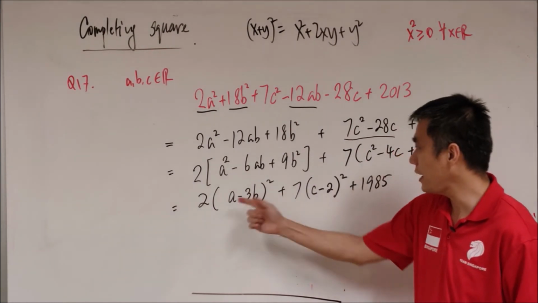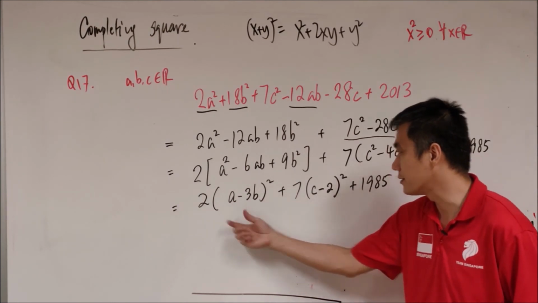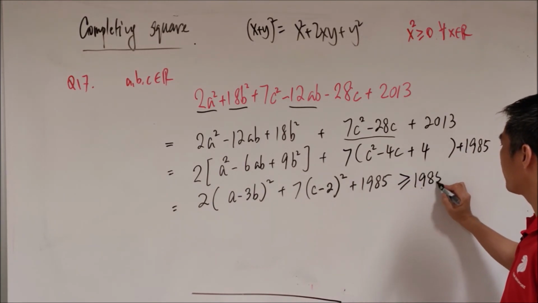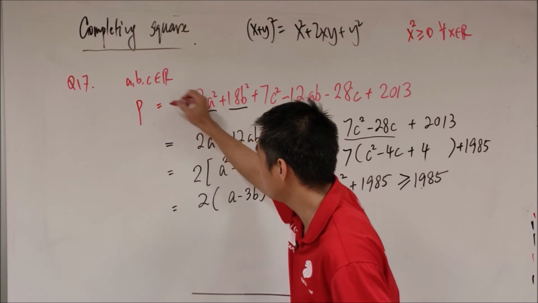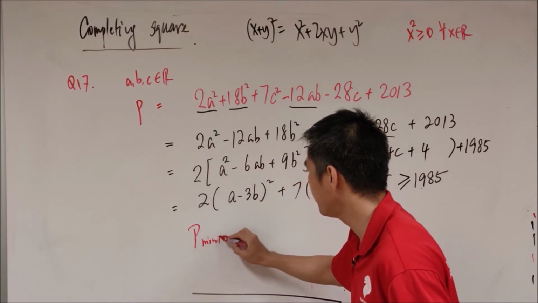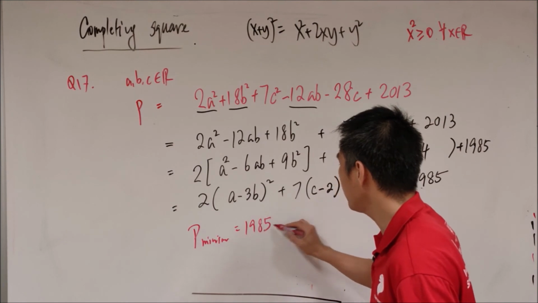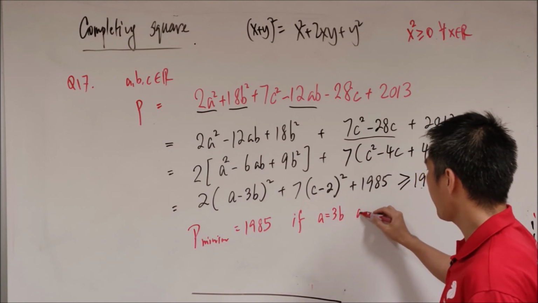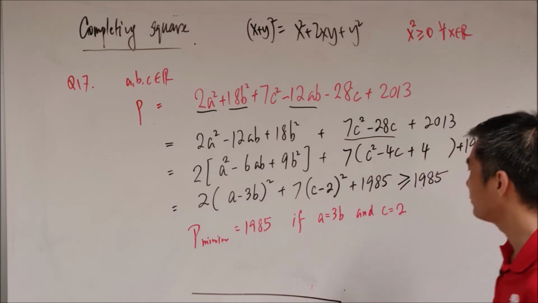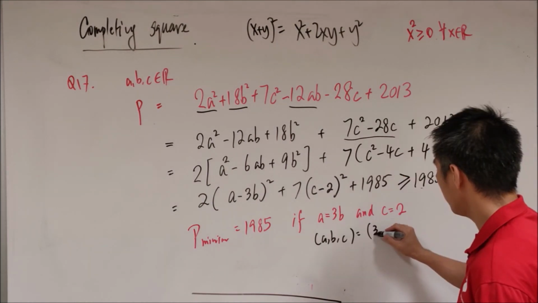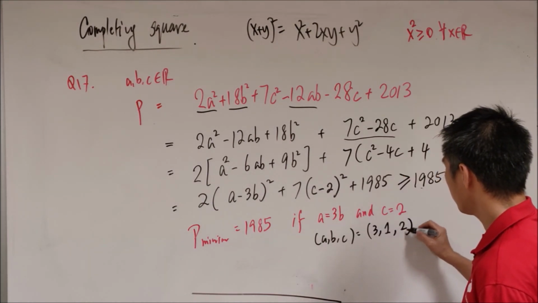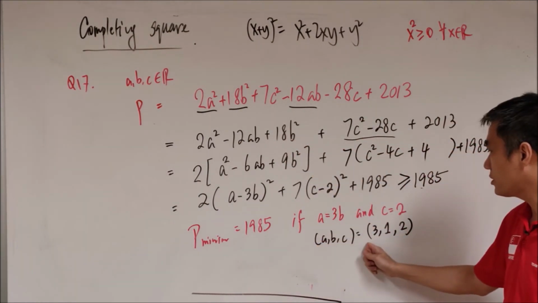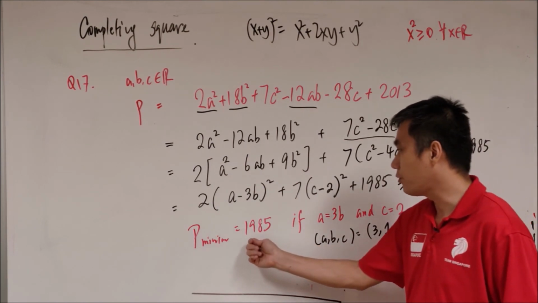Since A, B, C are real numbers, this is at least 0, this is at least 0, so this will be greater than or equal to 1985. Let me call this P. So P minimum is equal to 1985 if each of these equals 0, if A equals 3B and C equals 2. So we can have an example of A equals 3, B equals 1, and C equals 2. So when you substitute in, you'll know that the answer is 1985. This is just an example to get a minimum value of 1985.